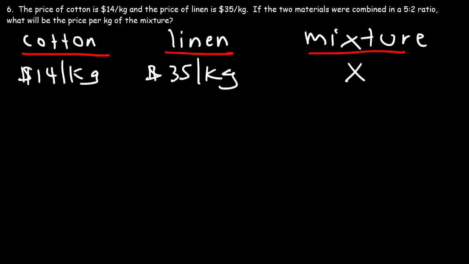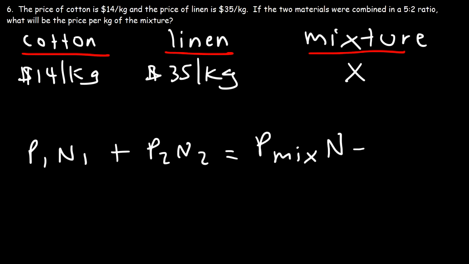Now, this problem is very similar to the problem that we did in number 4, where we came up with this equation: P1 N1 plus P2 times N2 is equal to the price of the mixture times the total quantity of the mixture. As you can see, the variables correspond to this particular problem. Now we know that P1, the price of the first material, is $14 per kilogram. P2, the price of the second material, is $35 per kilogram, and the price of the mixture is X.